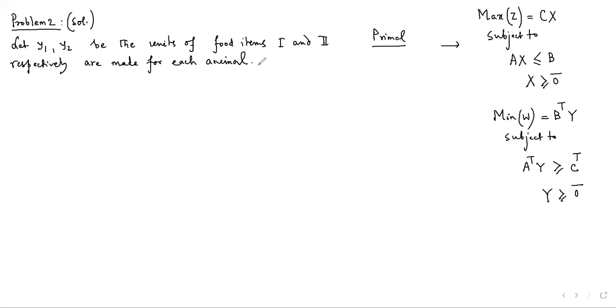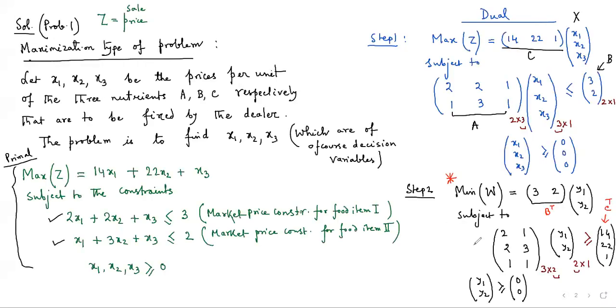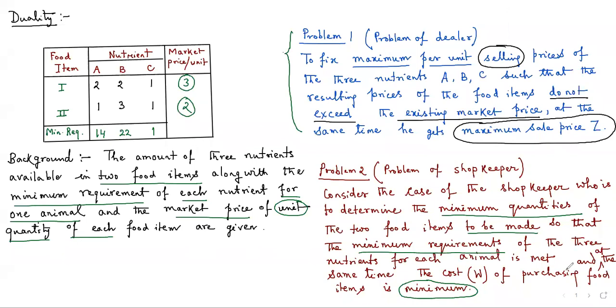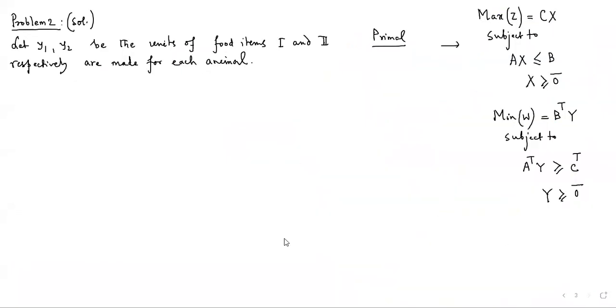Now you see that the shopkeeper's problem is a minimization type of problem. What he wants to minimize is the cost W of purchasing the food items. So the problem that I'm going to consider is a minimization type of problem, and we can formulate it in the following manner. Since the cost is denoted by W, we write minimize W, minimize cost.